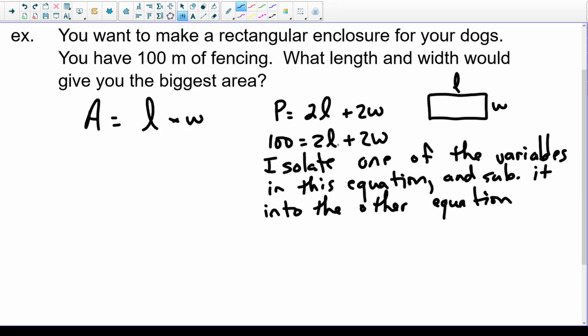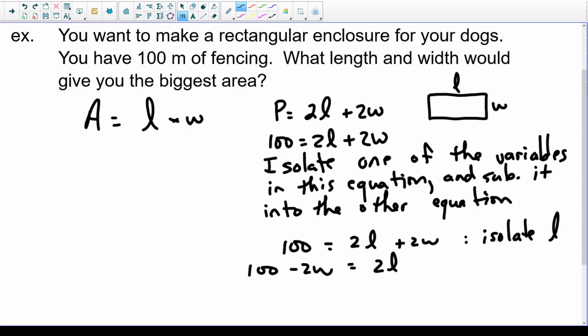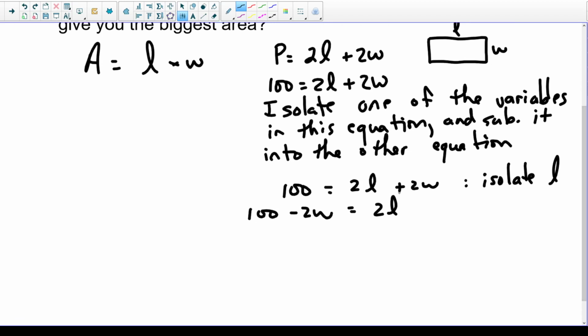It doesn't matter which variable we isolate. Let's say we isolate the L. So I'm going to rewrite the equation here. We're going to choose to isolate L. You could have isolated W as well. That means the 2W has to go over to this side. And because the 2W is adding, it becomes a subtraction on this side. And now we have to divide every term by 2. So we're going to end up with 50 minus W equals L.